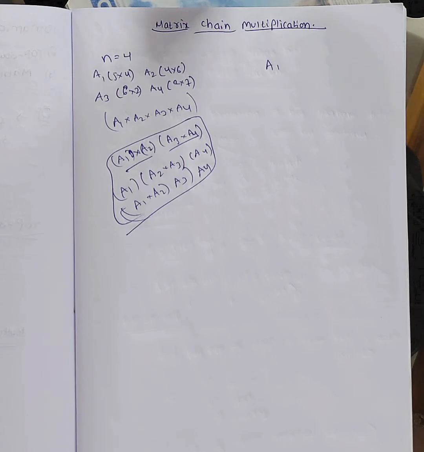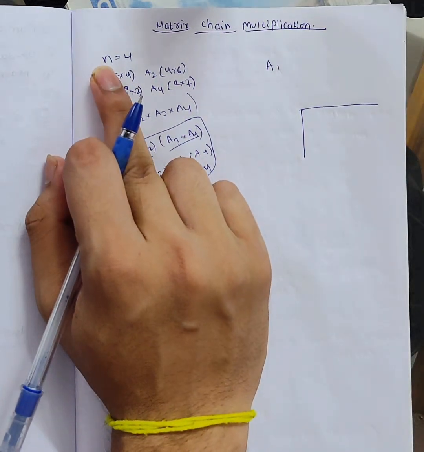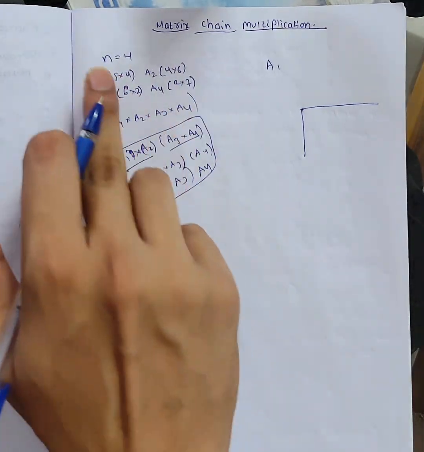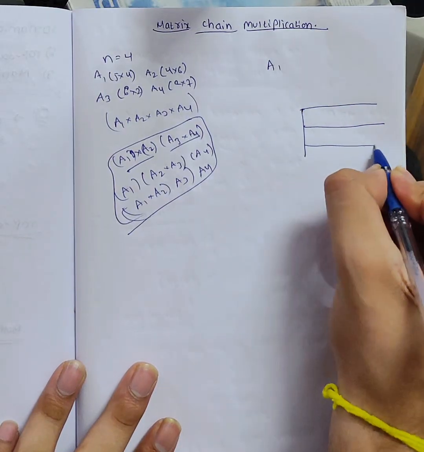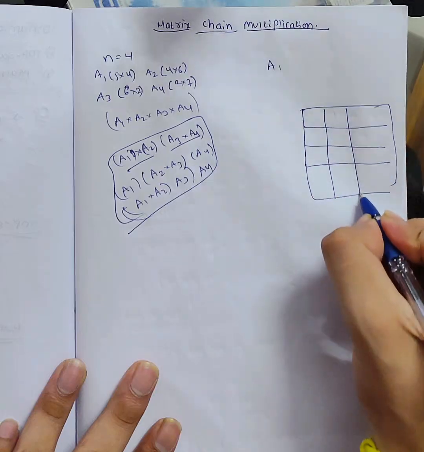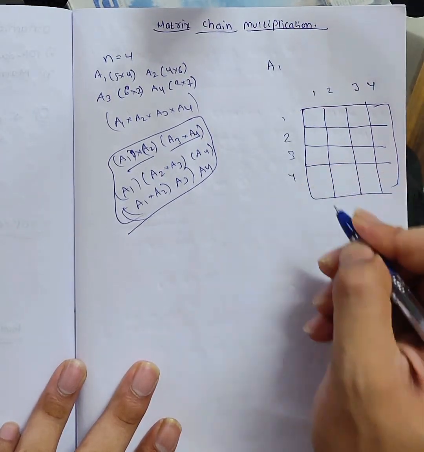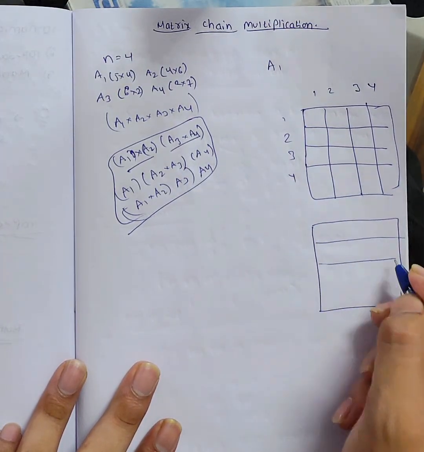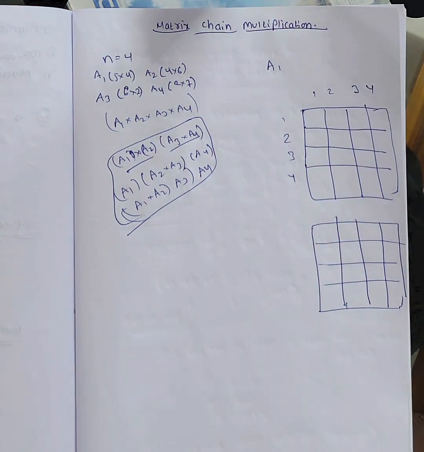So now let me solve this. Before solving, the given n value is 4, as there are four matrices in the question. So as 4 is given, draw two boxes like this, with 1 2 3 4 along the top and 1 2 3 4 along the side.